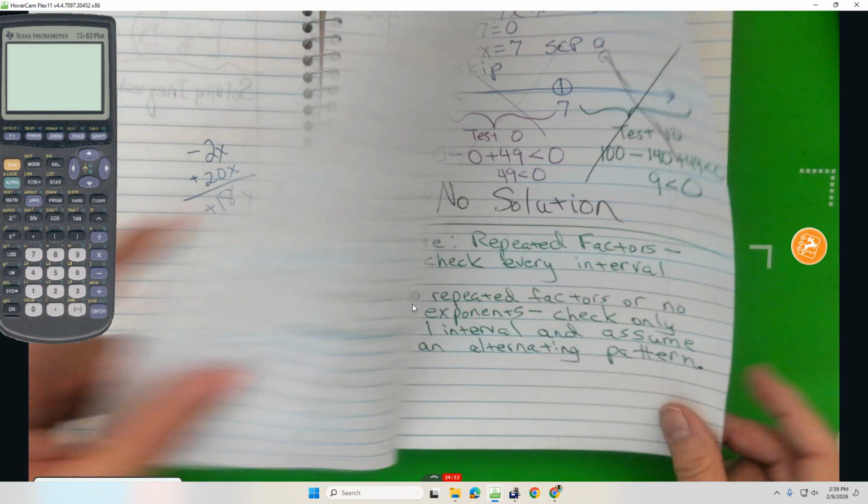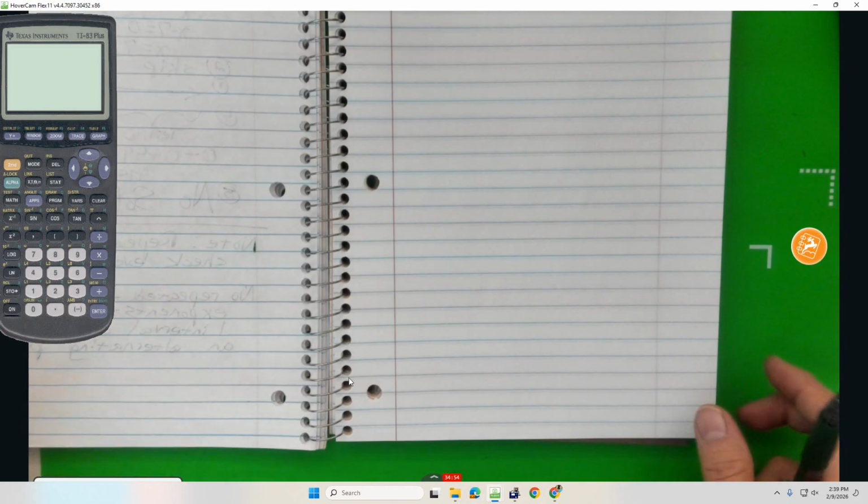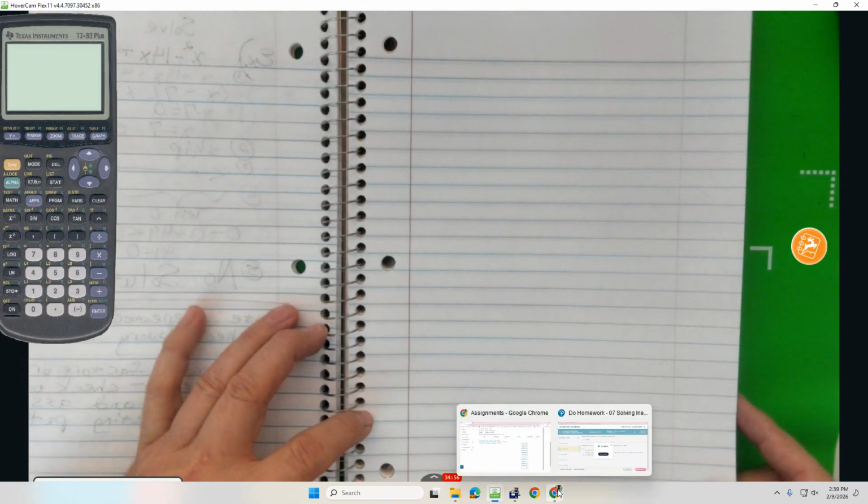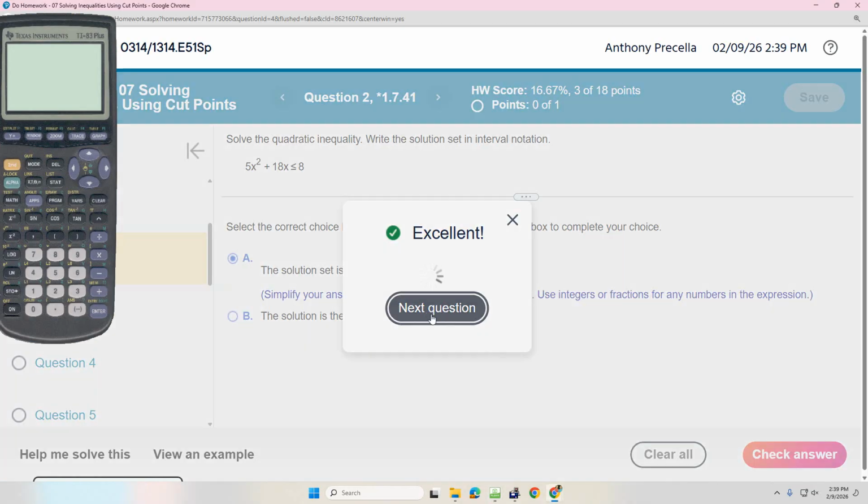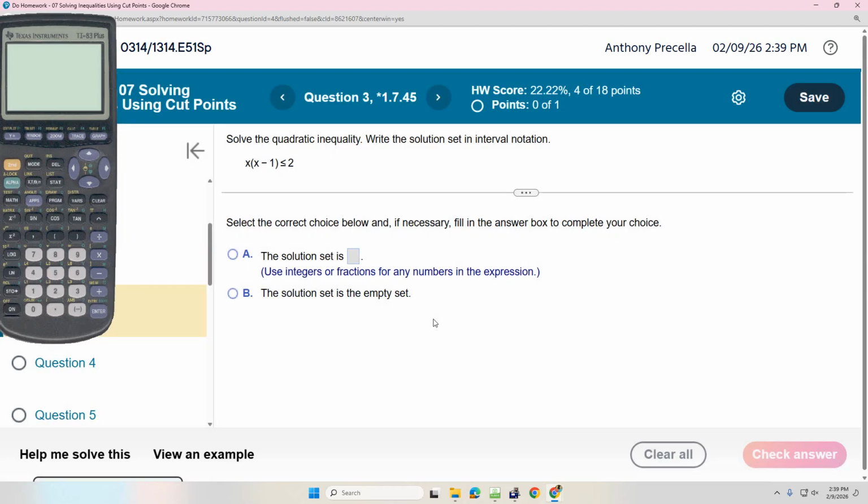Let's do number 3. Now number 1 was easier than number 2 because it was a simple trinomial. So let's go on to number 3. I'll leave number 1 to y'all. x times x minus 1 is less than or equal to 2.